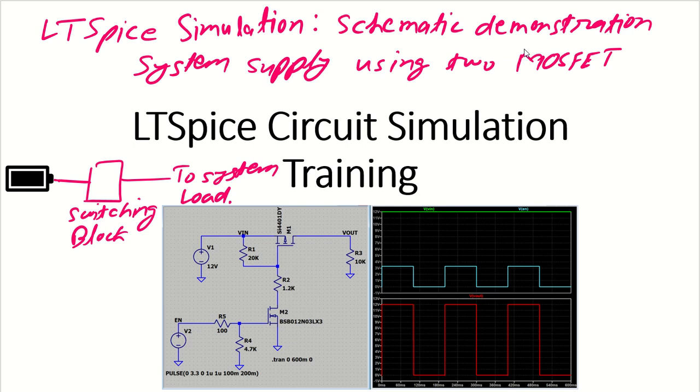In this schematic demonstration we'll try to see how we can supply system supply using two MOSFETs. This configuration is also called high side switching. What happens is we have a battery supply, or let us say some regulator voltage supply. That supply has to be transferred to the system load, and there will be a switching circuit.